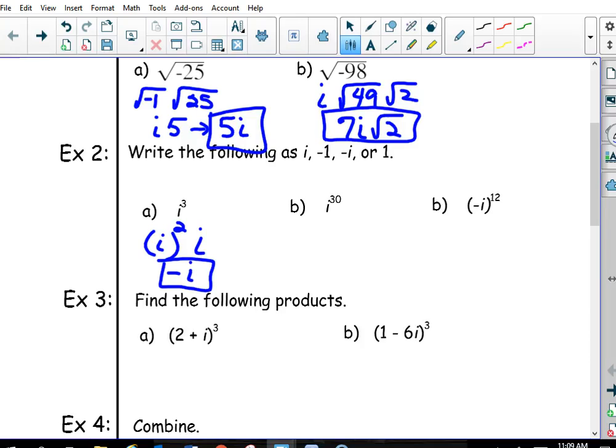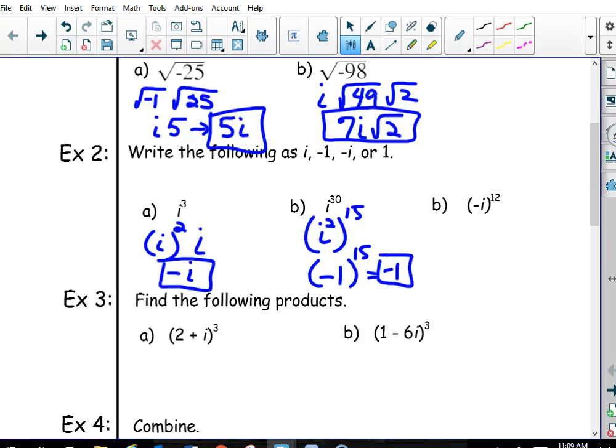Here, this is i to the 30th power. Another way to think of this is i squared all to the 15th power, okay? Because 2 times 15 is 30. So i squared is -1 to the 15th power. That's going to give me, so first of all, i goes away completely. -1 to the 15th power is just -1. So you're going to get either i, or 1, or -1.